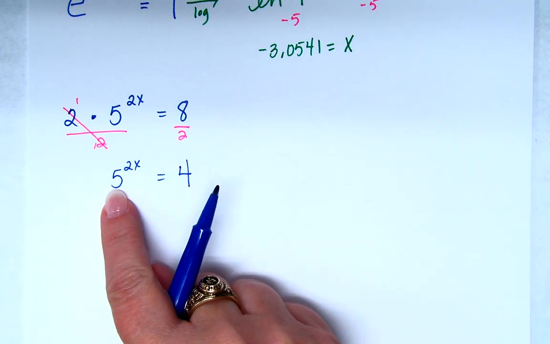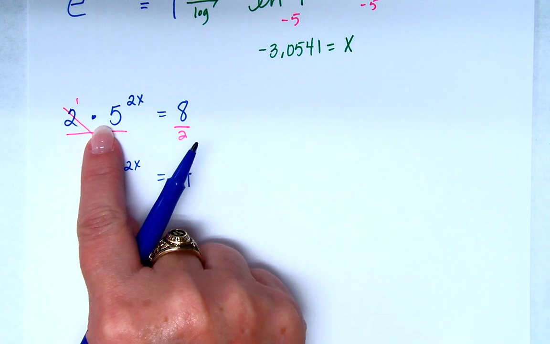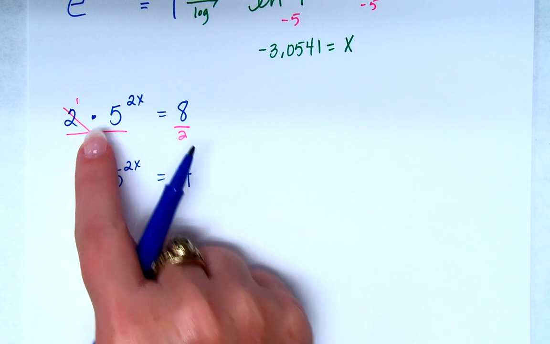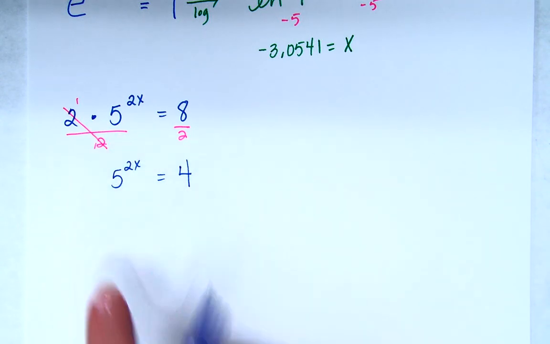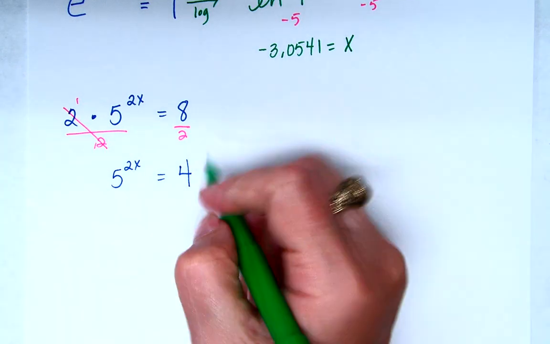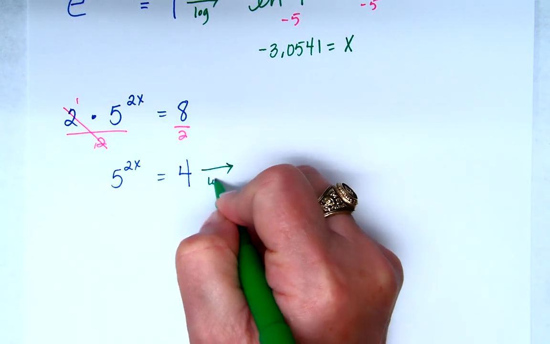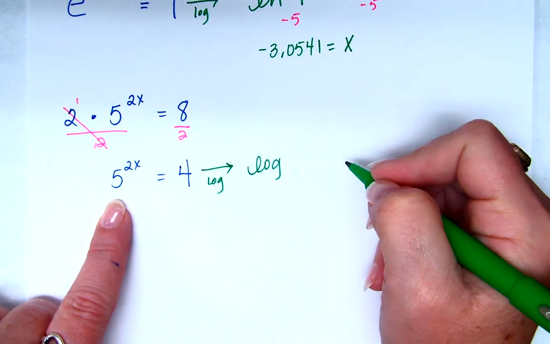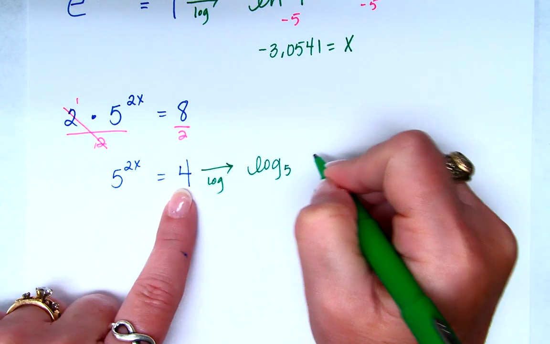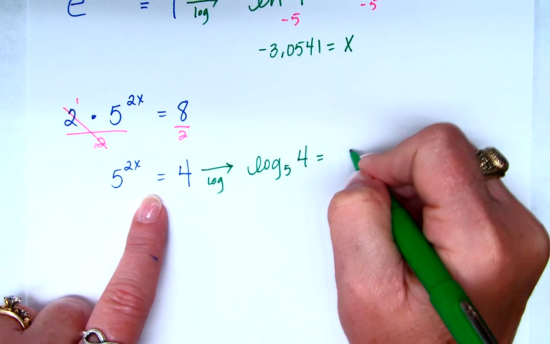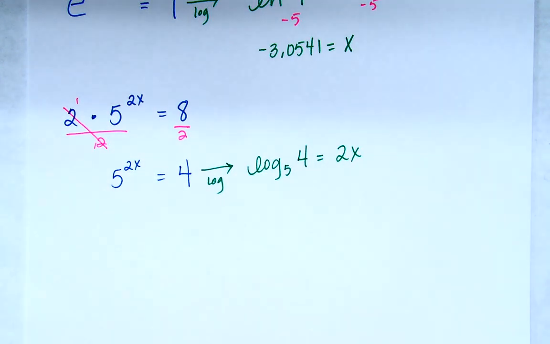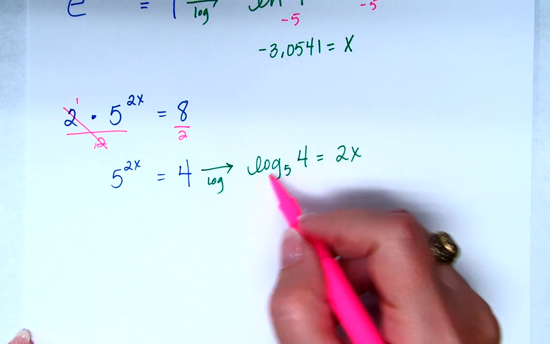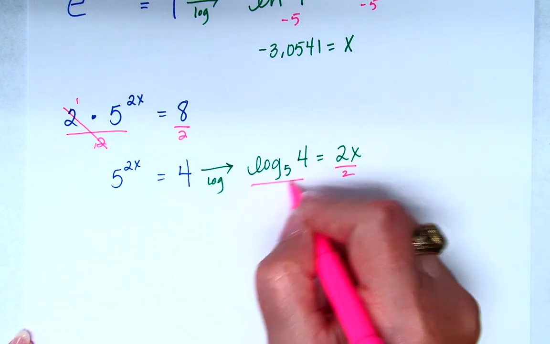Is this base isolated now? Was it isolated up here? No, it was not. So I couldn't write it in logarithmic form until it's isolated. Now that it's isolated, I want to write it in logarithmic form. So log base 5 of 4 equals 2x. Now once again, before I even put this into the calculator at all, I'm going to go ahead and divide both sides by 2.